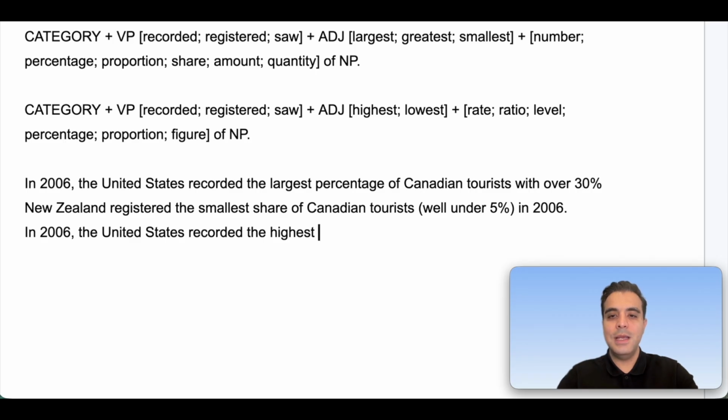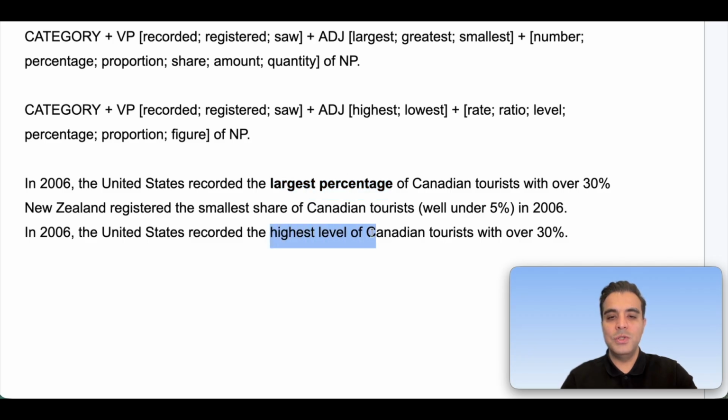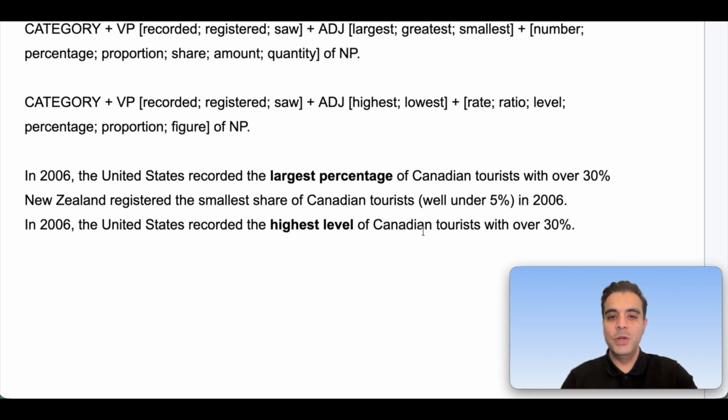And so what is a noun that we can go and use in this case? You can basically use any of them because they're all referring to indices. And so we could say the highest level of Canadian tourists with over 30%. So as you can see, the structure is pretty much the same. The only difference is that here we use largest percentage, and here we're using a different combination of adjective nouns, which is highest level. So largest percentage, highest level.